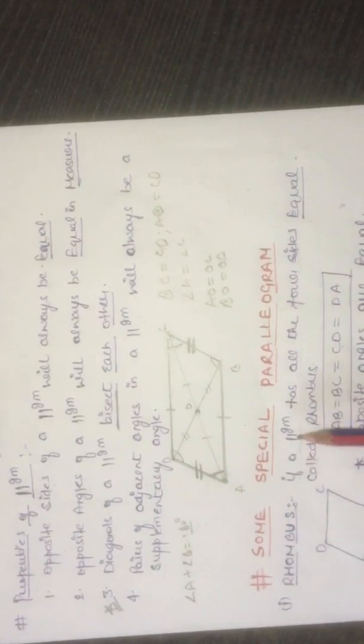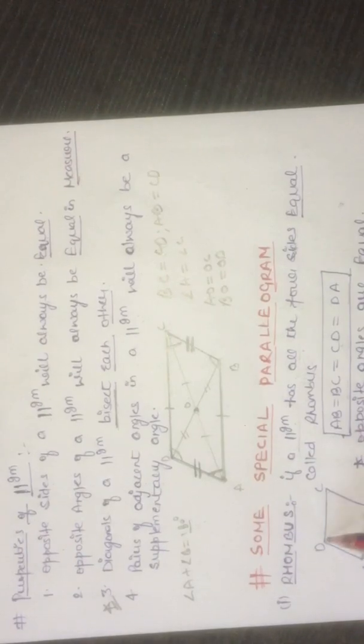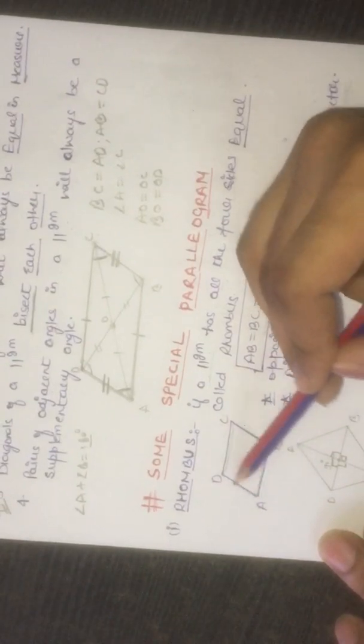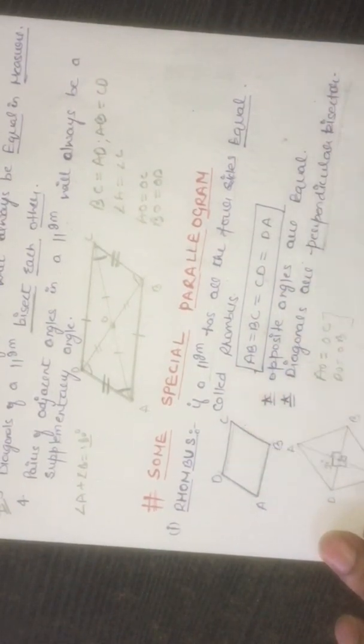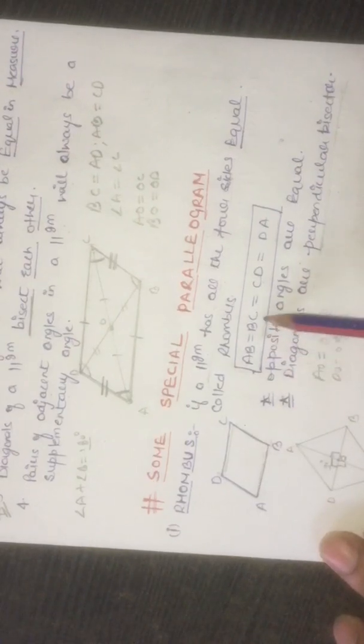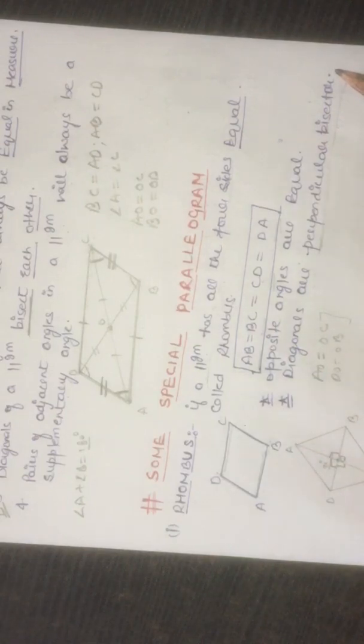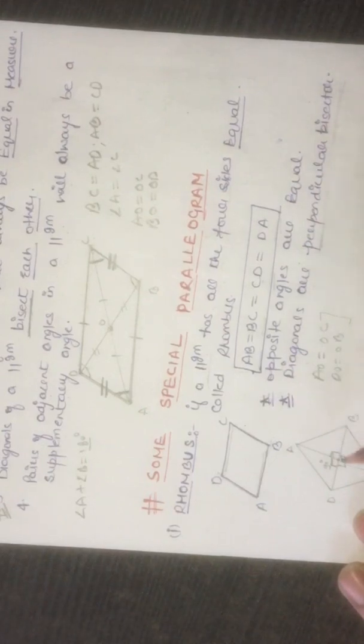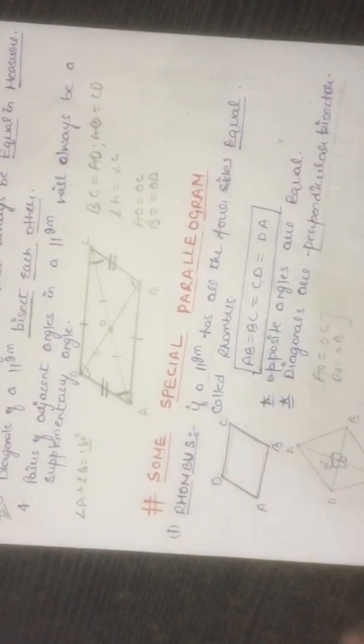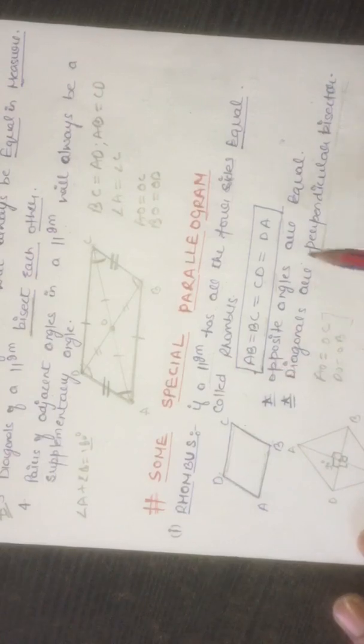Now, some special parallelograms. Rhombus: if a parallelogram has all four sides equal, it is called a rhombus. That means AB is parallel to CD and BC is parallel to AD, so it's a parallelogram. But if AB equals BC equals CD equals DA, all four sides are equal, then that parallelogram becomes a rhombus. Opposite angles are equal, as it is a property of a parallelogram.